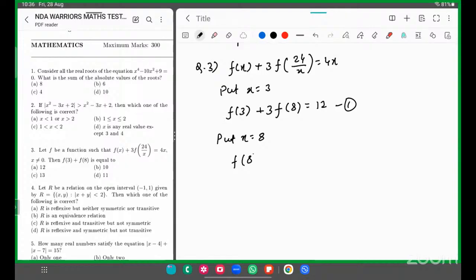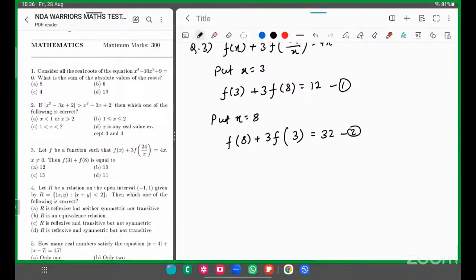f of 8 plus 3 times f of 3 is equal to 4 into 8, 32. This is my second equation. Now we have two equations in terms of f of 3 and f of 8. We can solve it. Suppose we add them, what will we get? Equation number 1 plus equation number 2.